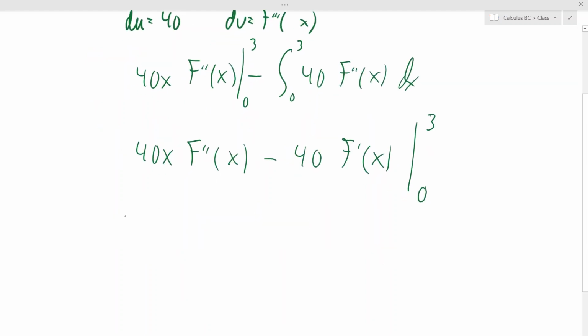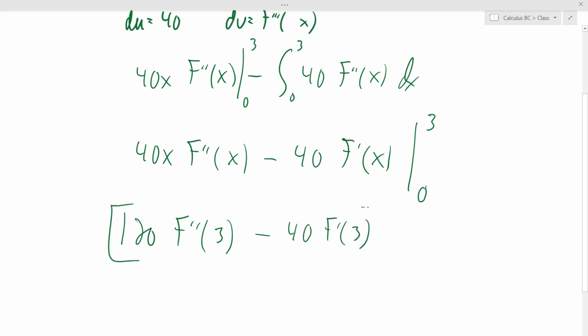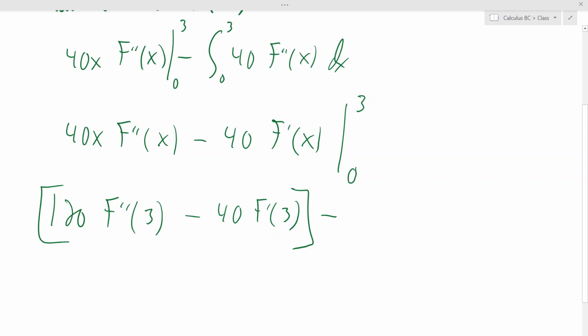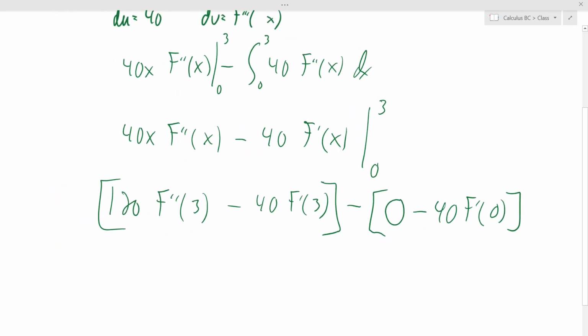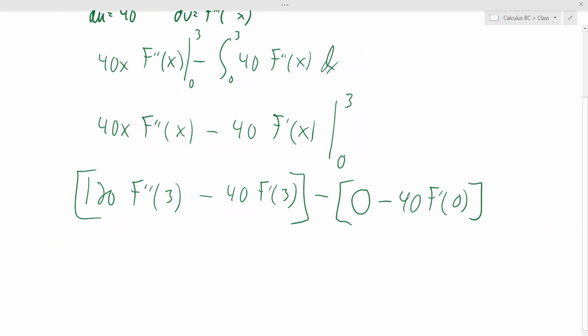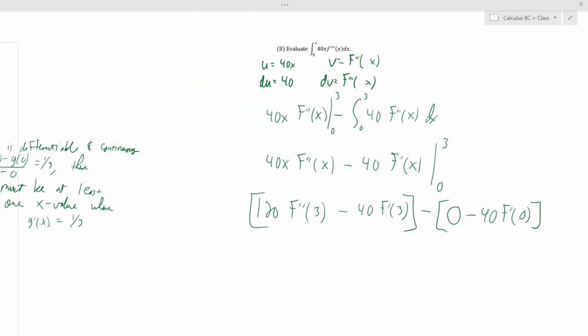Which means when we plug in 3, we get 120 f double prime of 3 minus 40 f prime of 3. That's the 3 we're plugging in. Minus, we got to plug in the 0. But then that becomes 0 minus 40 f prime of 0. And that's our answer. We just got to find out what these dumb things are. And we're going to find them because they tell us way back over here.